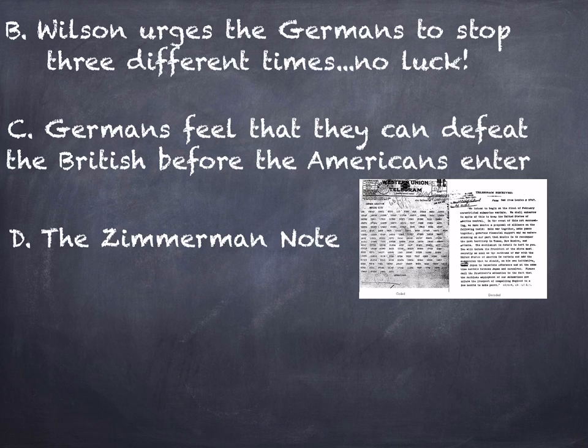Now, the best part of the story is that that telegram never got to the Mexicans. It was intercepted by the British, and the British immediately sent that letter to the Americans. And every American woke up the next day reading the newspaper about the Zimmermann note, the Zimmermann telegram, and the American public was outraged. President Wilson, you have to join this war.